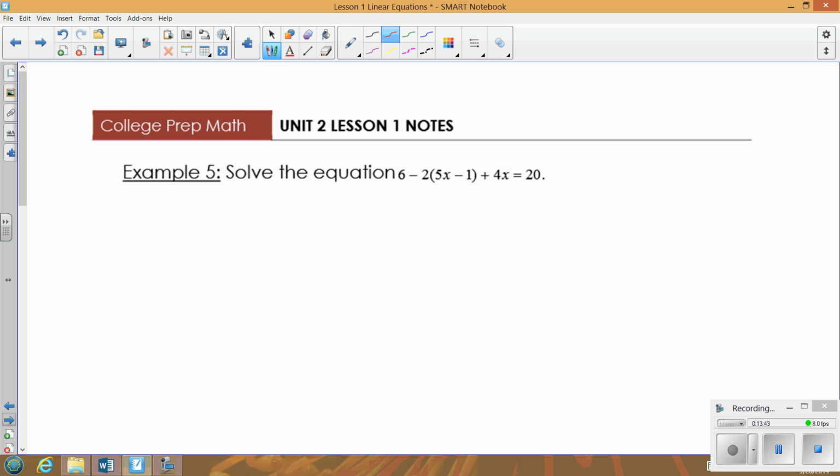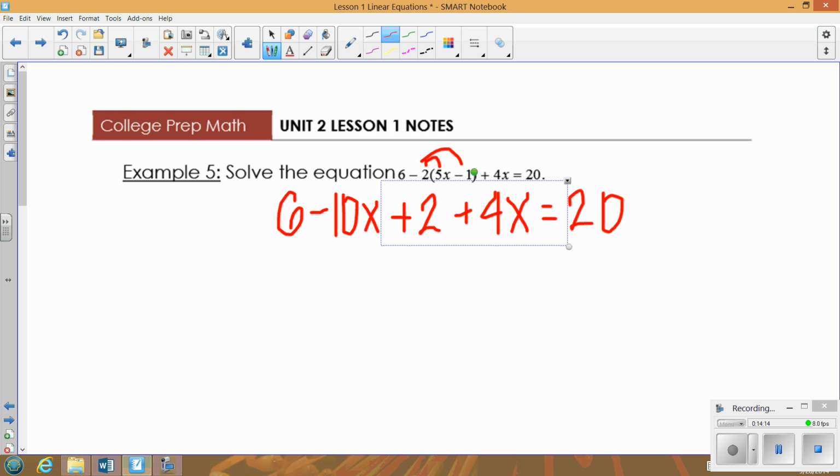So next one is just an example that has a distributive property involved. So first up is always to get rid of those parentheses. So I'm going to have a negative 10x because I'm multiplying negative 2 times 5. Again, the next step is the one that you got to be really careful with. Negative 2 times negative 1. Make sure you're keeping those negative signs. So negative 2 times negative 1 is going to be a positive 2 plus 4x equals 20.